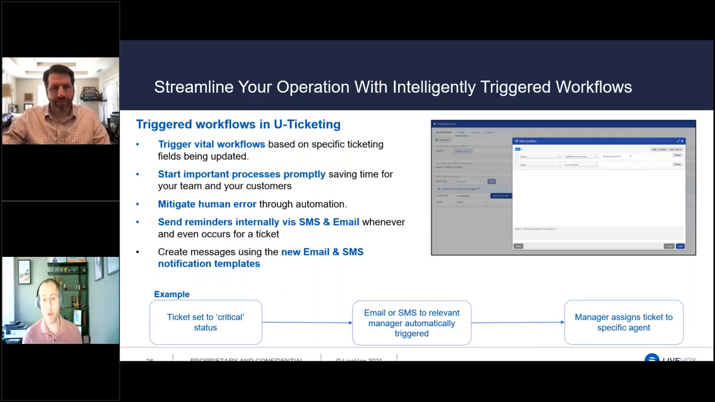Okay. Now, this one is a really great one. This really speaks to the automation that we're starting to build into our platform, and this is really intelligent triggered workflows. This is specifically tied to our U-ticketing product, and in the U-ticketing product now, you can create automation and automated events that occur based on ticket types, based on time errors, based on certain things. So an example here that you're seeing is that when a ticket is set to critical within the platform, an email or an SMS can actually be sent outside of our platform to a particular manager or to a particular team. And this ticket could be automatically assigned to a specific user within our platform.